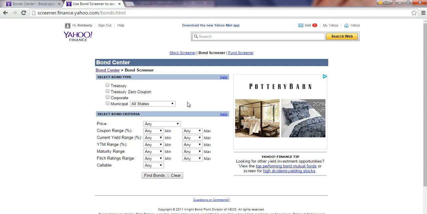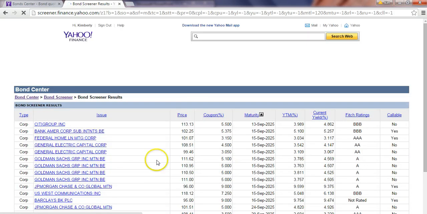Right now, I want to look at some corporate bonds. So I'm going to go ahead here and click on corporate. And then for right now, I'm going to look at a minimum maturity range of 10 years. So I'm only going to look at bonds that mature in a minimum of 10 years. I could have put other criteria on here, but for illustration, I'm just going to put 10 years for right now. And then I'm going to click Find Bonds.